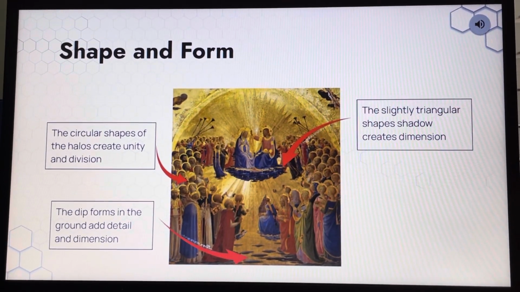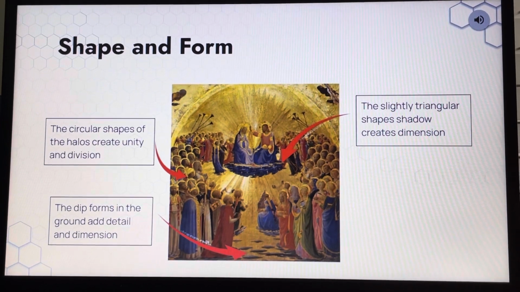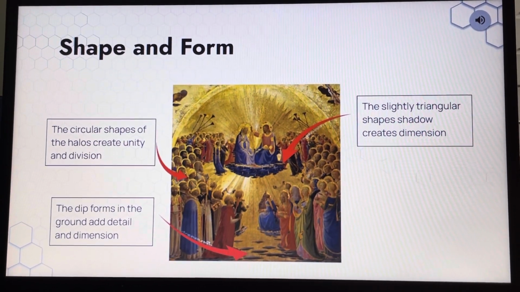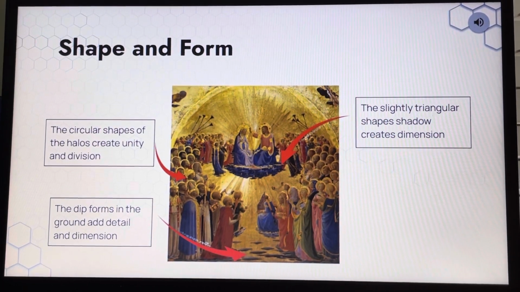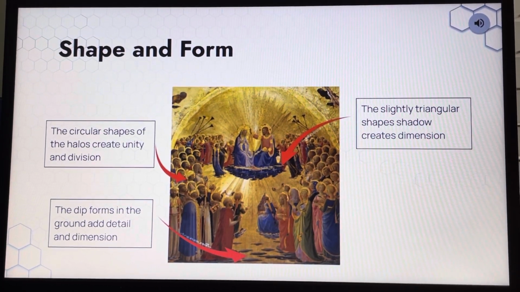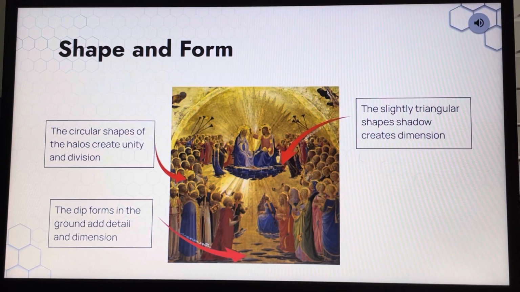The circular shapes around the heads of the people, which are halos, create both unity and division. All the figures have one. This creates a pattern and also a similarity between them, which adds unity. This also creates division by making a physical line that makes it easy to distinguish one head from another.